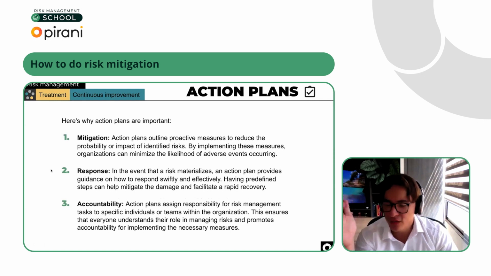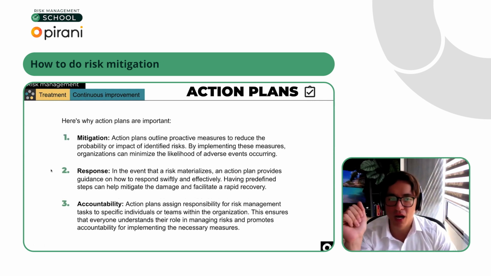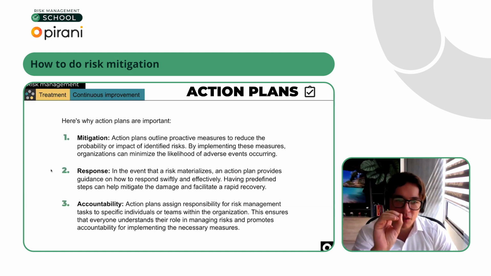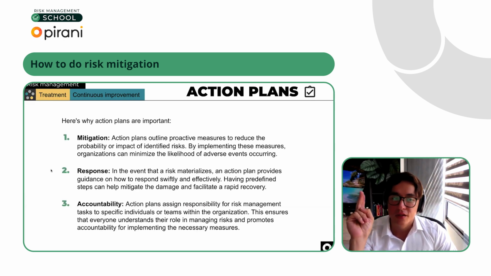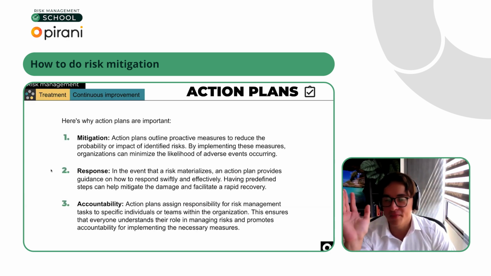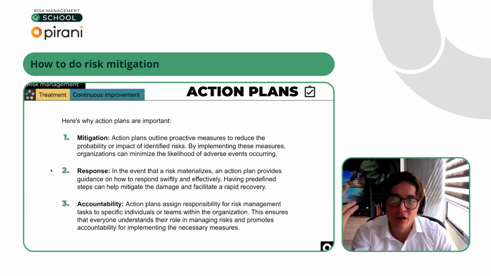So one, mitigation. What we're talking about is that action plans outline proactive measures to reduce the probability, likelihood, or impact of identified risks. By implementing these measures, organizations can minimize the likelihood of adverse events occurring. And until here, you say, okay, so this is what controls do in theory. But action plans have another layer that also is very important.